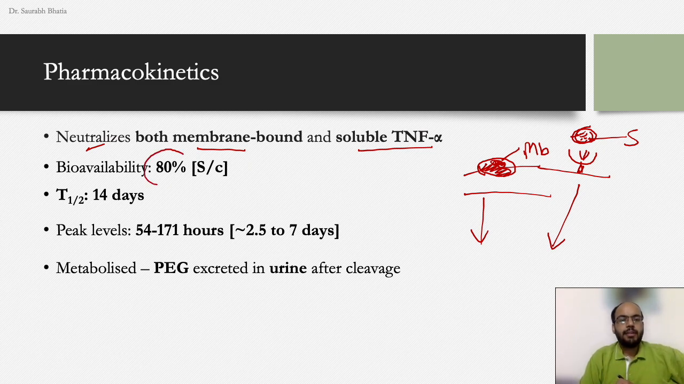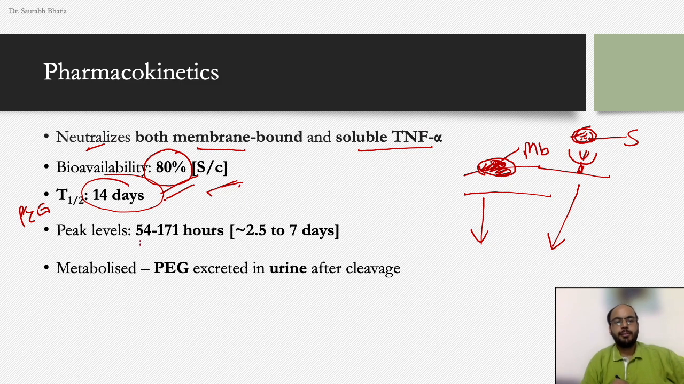Now bioavailability is about 80%. Certolizumab is a subcutaneous injection. And remember that drugs which are given by any method other than intravenous have a decreased bioavailability. So subcutaneous injection of certolizumab has a bioavailability of 80%. T-half is 14 days. We all know that PEG increases the T-half of the molecule, and because of that it's nearly 2 weeks. Peak level is seen at 54 to 171 hours. This has been mentioned in the product insert, which is roughly about 2.5 to 7 days.